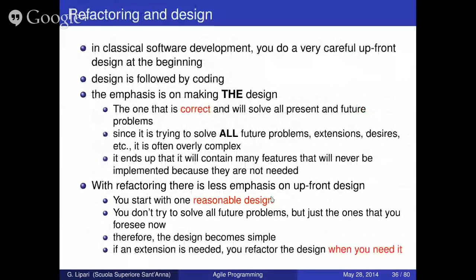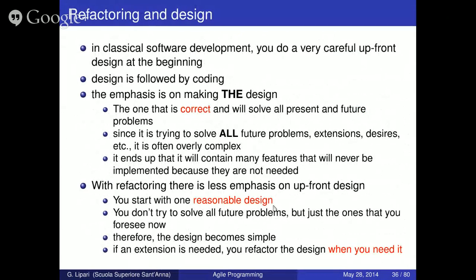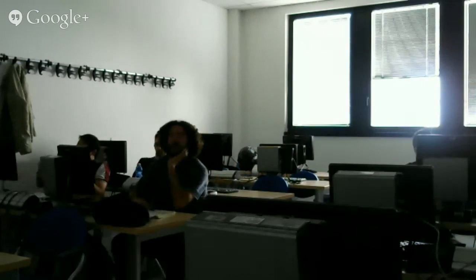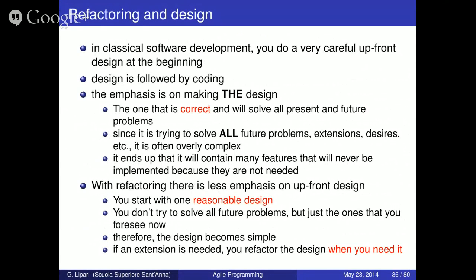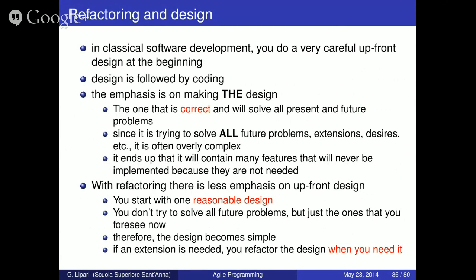So what I'm now saying, with refactoring, you can start small. Start with one reasonable design with little scope, one problem at a time. So you don't try to solve all your future problems, but just the ones that you foresee now. Therefore, the design becomes simple, and if an extension is needed, then you first refactor, making your design a little bit more complex or different, and you add your extension later on. Okay? So basically, the idea is that the design becomes more complex only later on in the development and when this is needed.